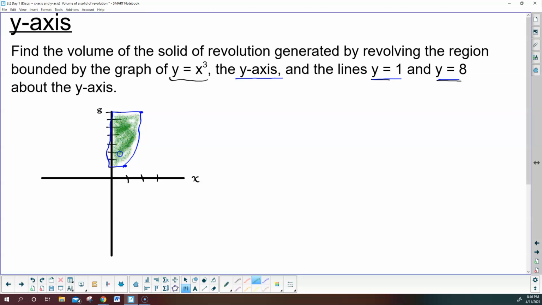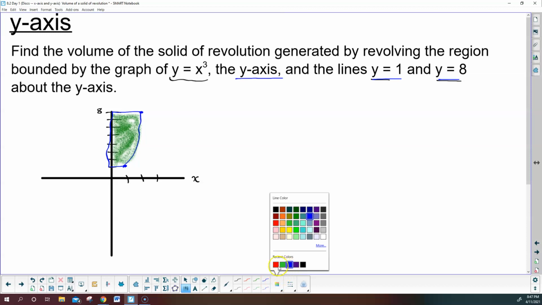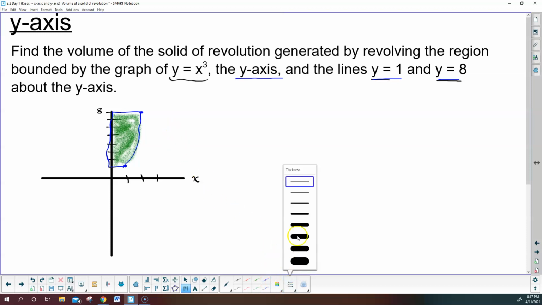Now, we could find the area between this curve, right? That's what we did on the other day's homework. But what happens if I revolve that? Now, when we say revolve, this time we're going about the x-axis. So I'm going to rotate it this way. Oh, sorry, y-axis. Misread that.